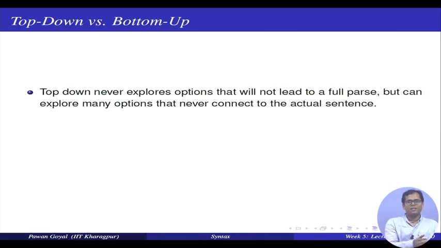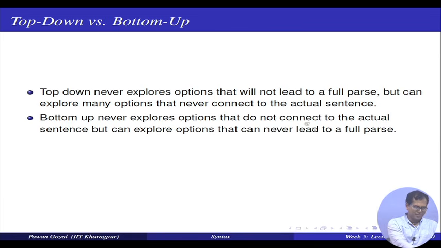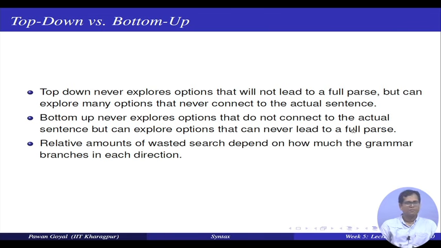So in the bottom up, it is the other way around. You are always seeing the words first, so you are exploring those parts that are covering the whole sentence. But it might happen that the parse that you come up with is not a complete parse because it is not having a root at S. So there may not be a full parse. And there are wastage spaces in both top down and bottom up. You are exploring many paths that are probably not relevant, and this depends on branching of my grammar in either direction.